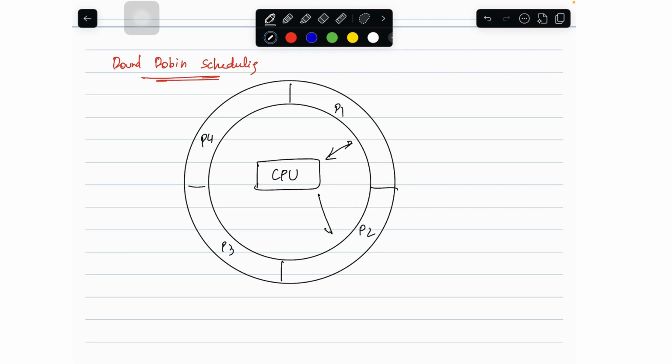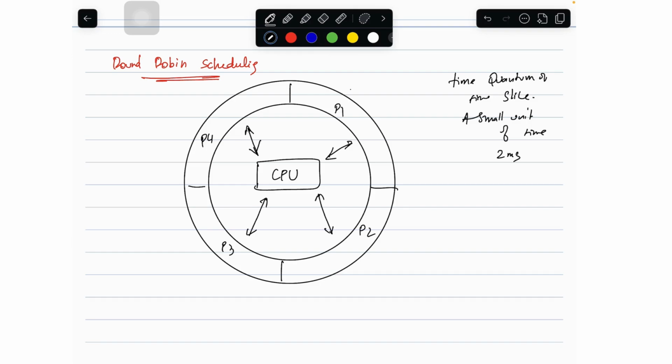Now the CPU will communicate with each process within a specific time. It's called a time quantum or time slice. So it's a small unit of time, let's say 2 milliseconds.